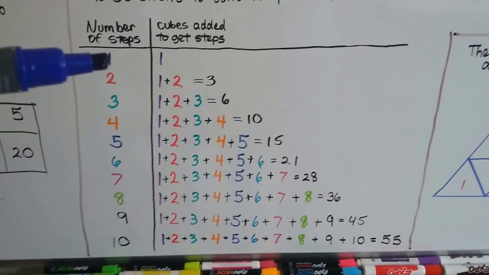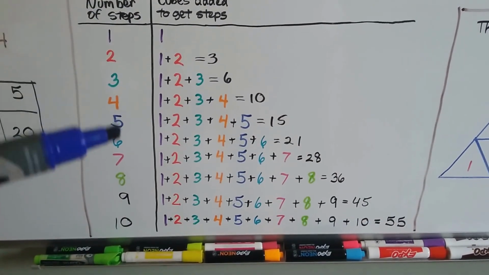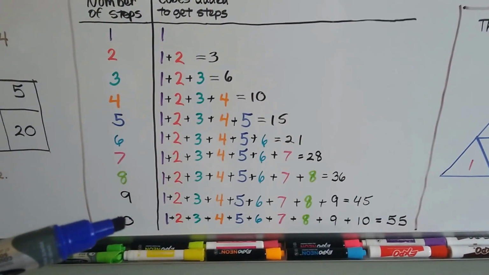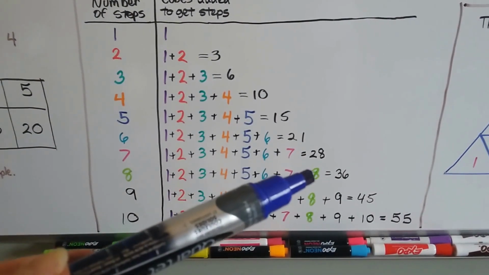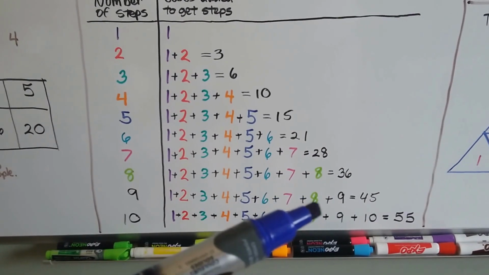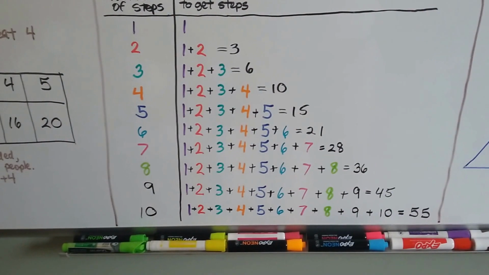We've got our number of steps and the cubes that we added to get those steps. We could go all the way down to 10. See? Here's our 28 that we figured by adding the 7. If we add an 8 to that, we'd have 36. If we add a 9 to that, we'd have a 45. And if we add a 10 to that, we'd get 55.